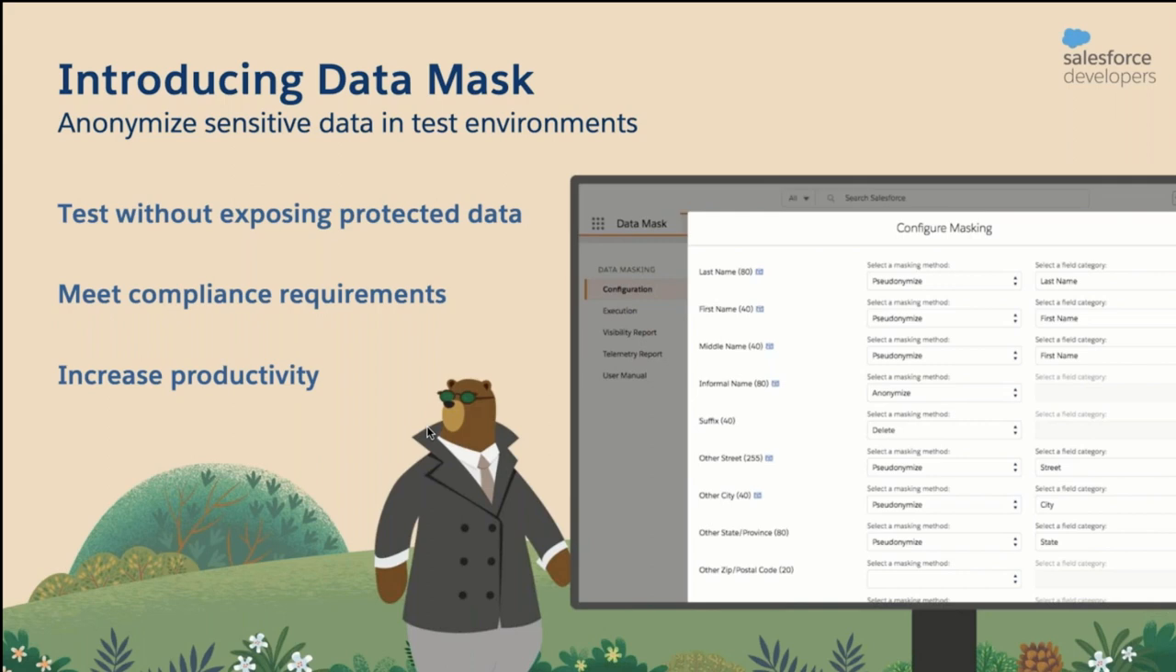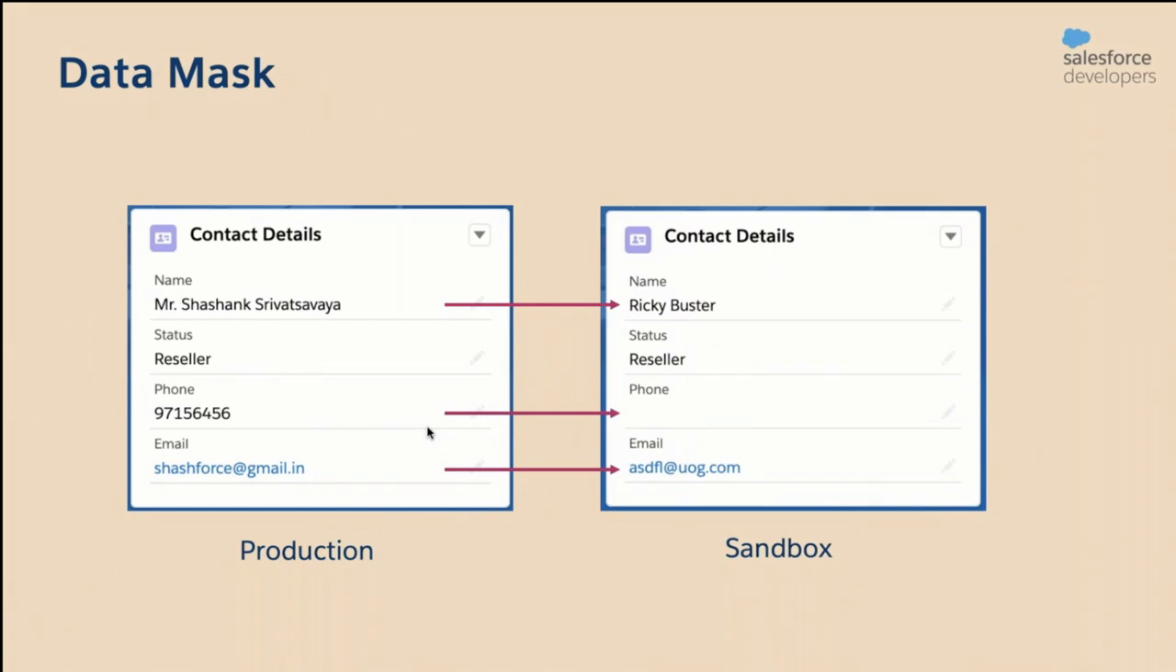And if I randomize, it puts in some random values, ABCD. Basically, we can configure the way the data should look. And finally, you can also delete the field. Let's take a look at one such example.